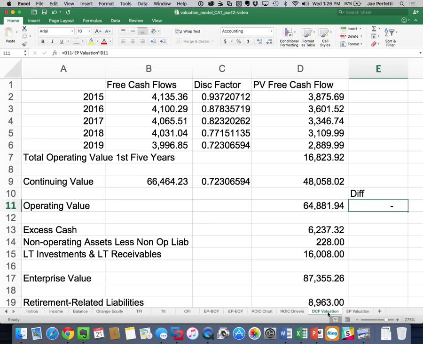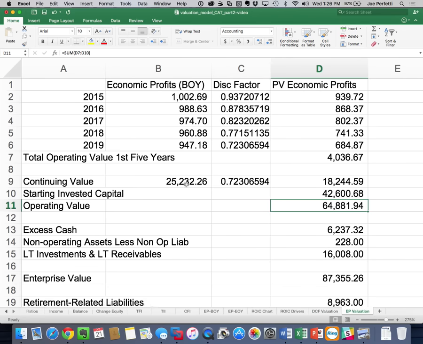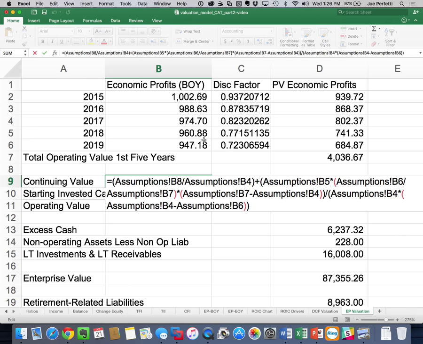Yes? So the formula for continuing value with the correct order of operations is on the screen. And by the way, this is being recorded and will be posted on YouTube shortly. Other questions? Yes?